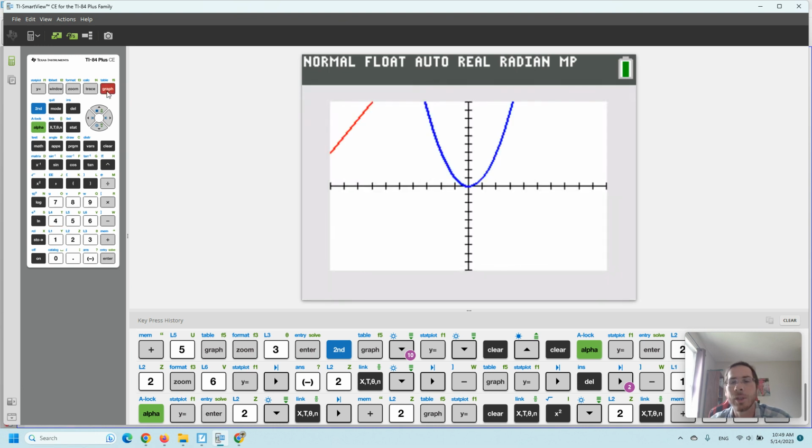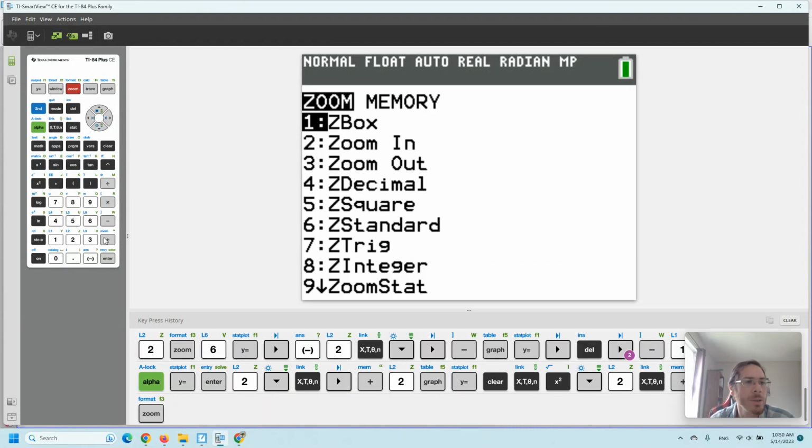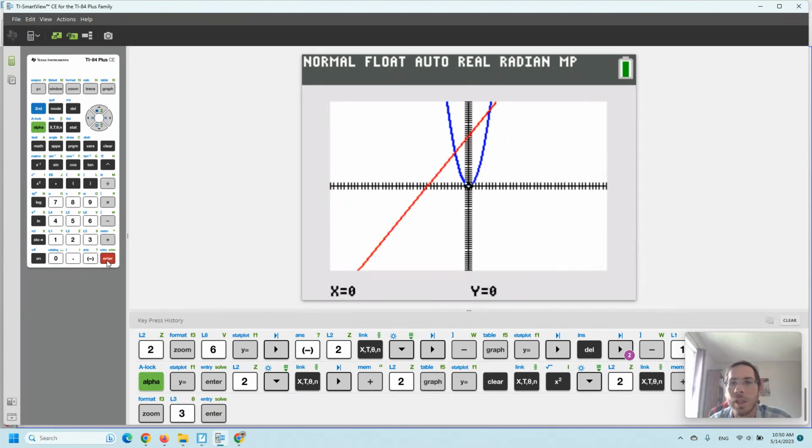All right, so we graph it. We can see, all right, well, they don't look like they connect, but again, we can kind of guess that, yeah, that red line is going to intersect the blue parabola. So let's zoom out. Let's just see what it looks like. And it's like, okay, so yeah, they cross twice. So far, so good. We got 2 answers.